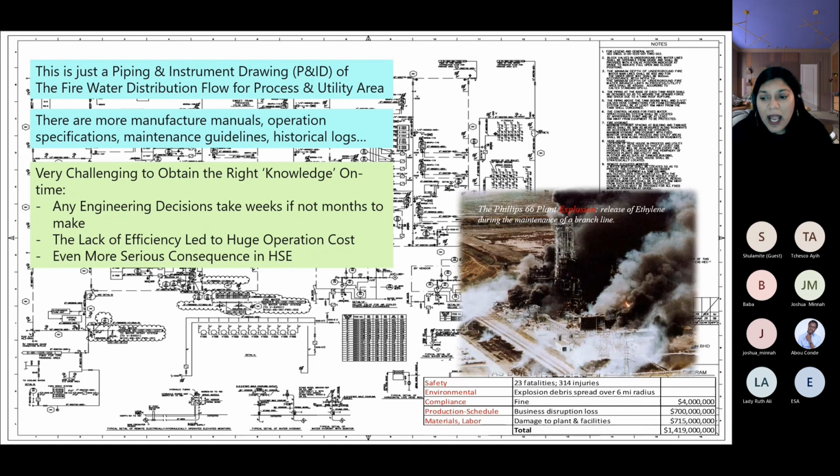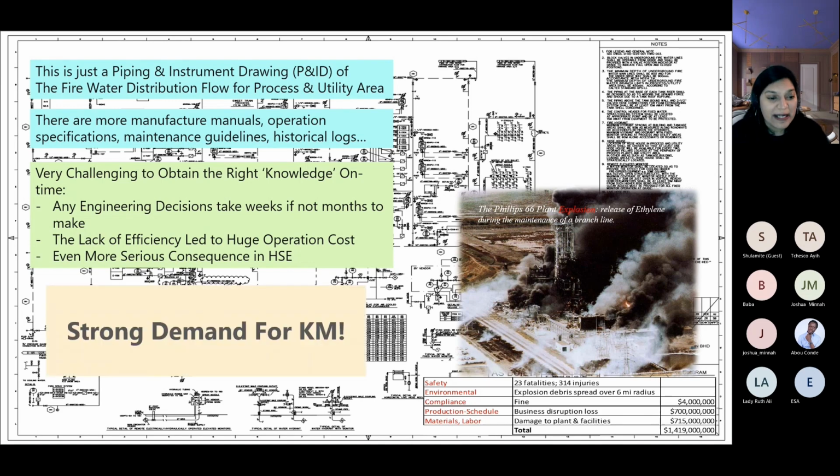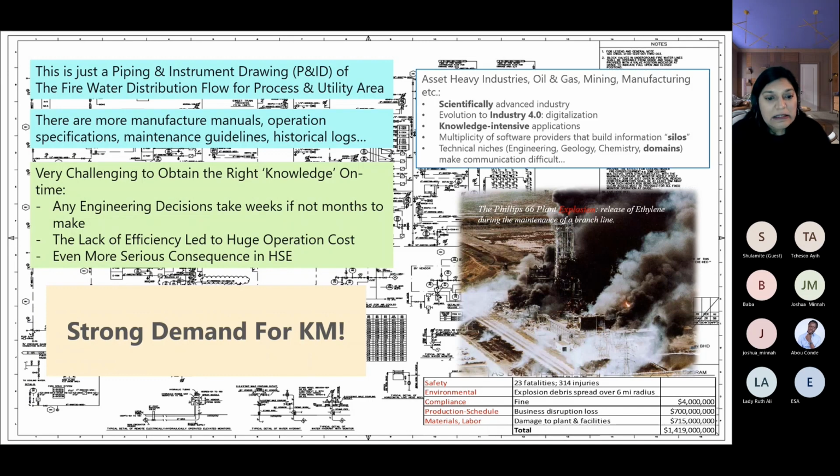Okay. And it could cause fatalities as well. For example, in the Phillips 66 plant explosion, some wrong configuration caused the release of ethylene during the maintenance of a branch line, and it caused a lot of fatalities. So that's why there is a strong demand for knowledge mining, right? And especially in asset heavy industry.